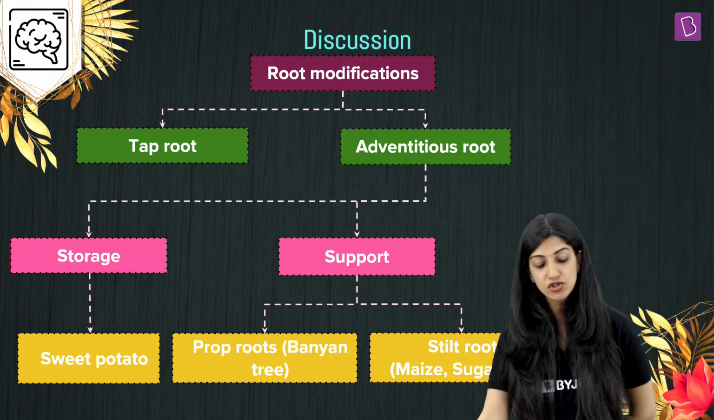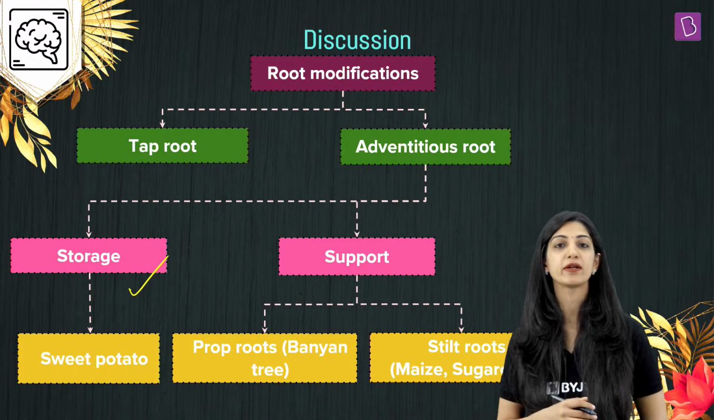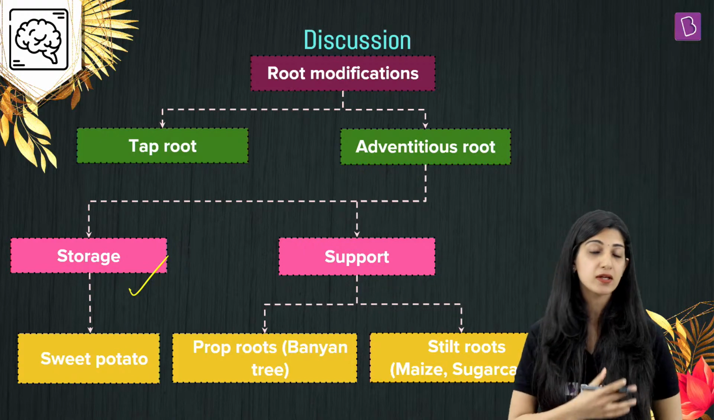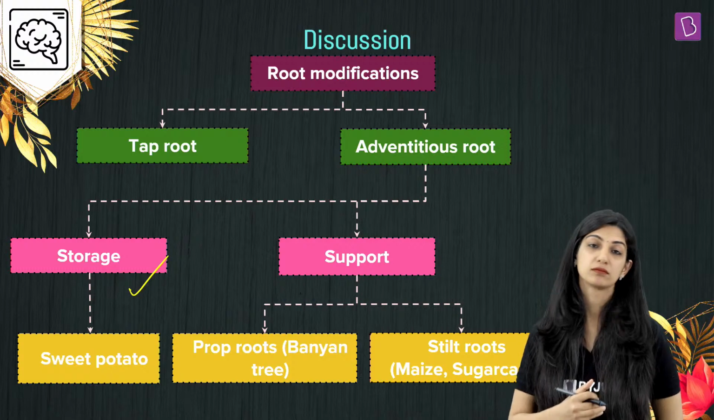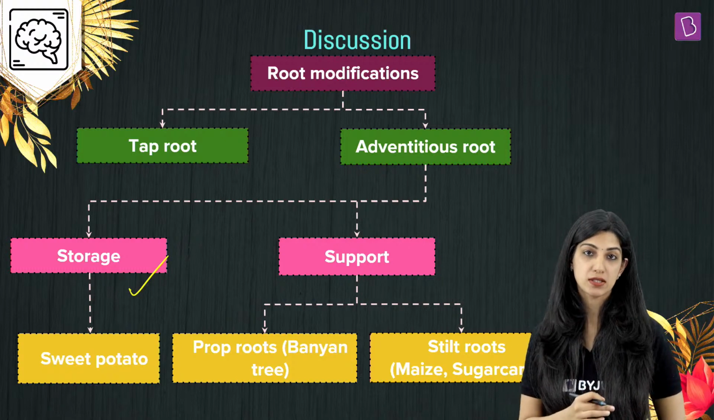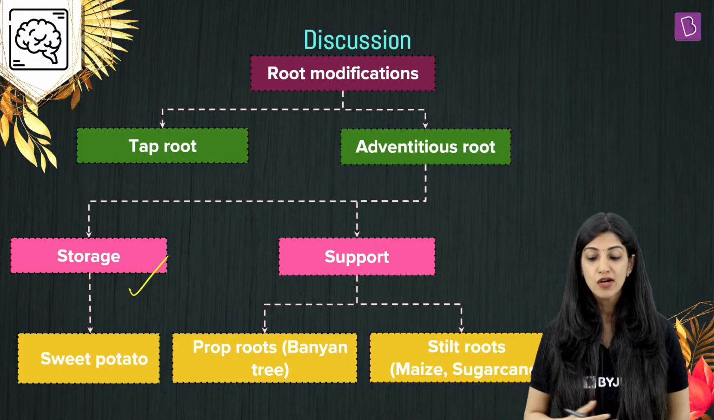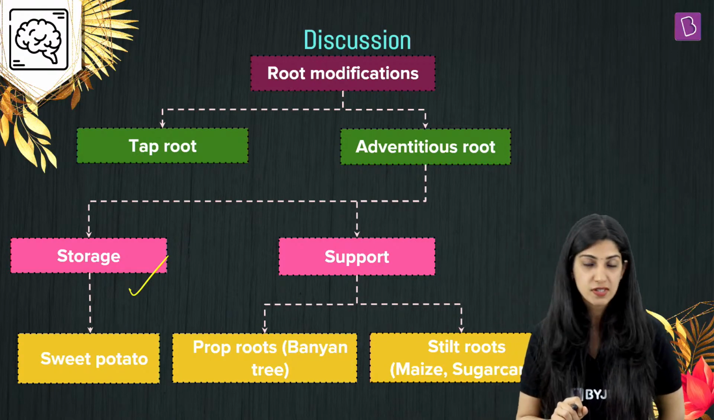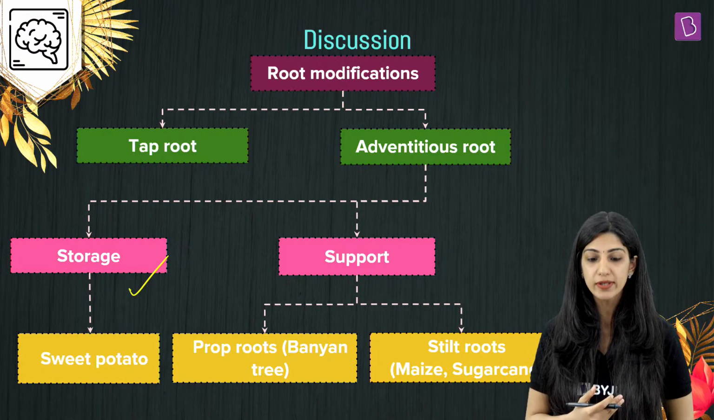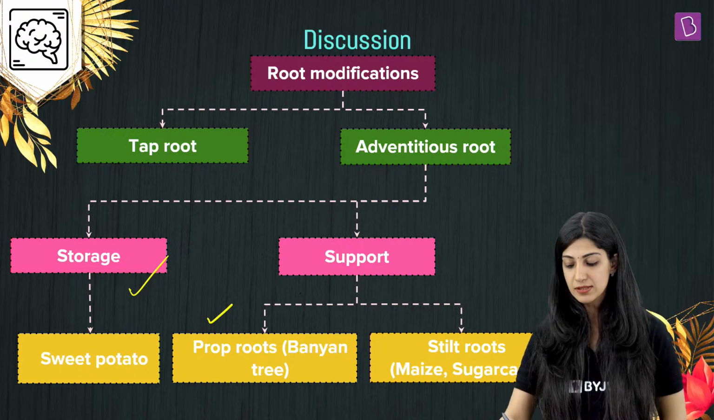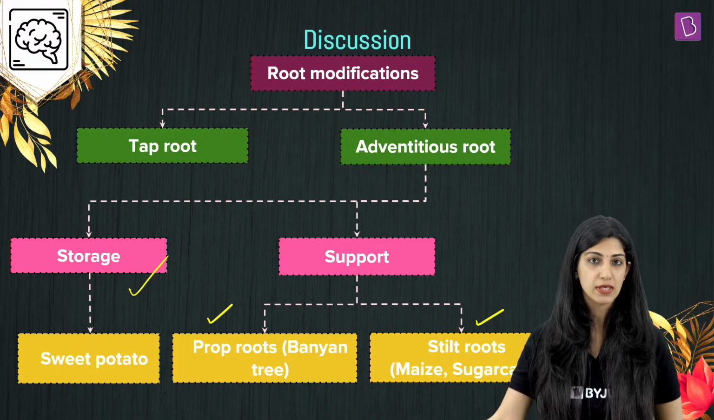Okay, so adventitious roots are again modified for storage. One example is sweet potato, they can be dahlia, they can be asparagus. A very important modification is to provide support to the plants, especially the plants whose stem is very weak. Okay, so two such modifications of support present in modifications of adventitious root are prop roots and the stilt roots. Yeah, so let's understand what prop roots and what stilt roots are.